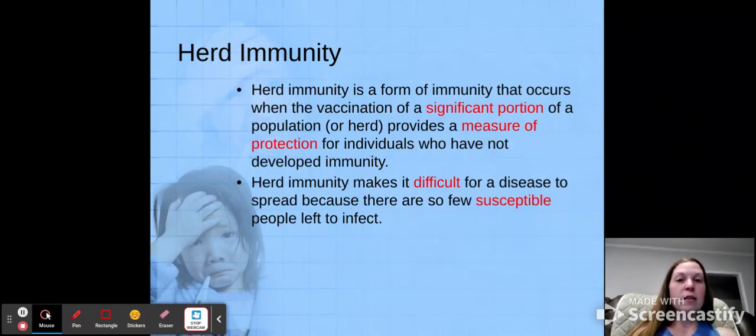We also have what's called herd immunity, and this is a form of immunity that occurs when the vaccination of a significant portion of the population provides a measure of protection for individuals who have not developed the immunity. Herd immunity makes it difficult for a disease to spread because there are so few people left to infect, because the people that have the vaccine cannot be infected.